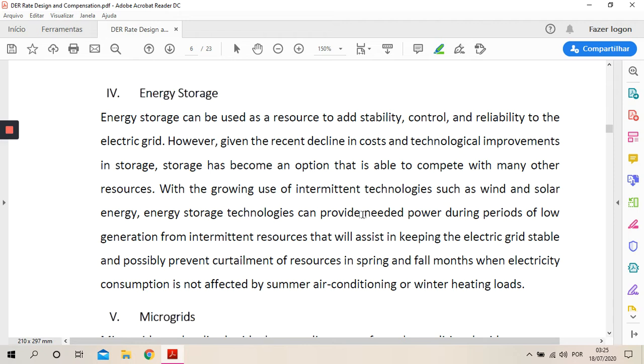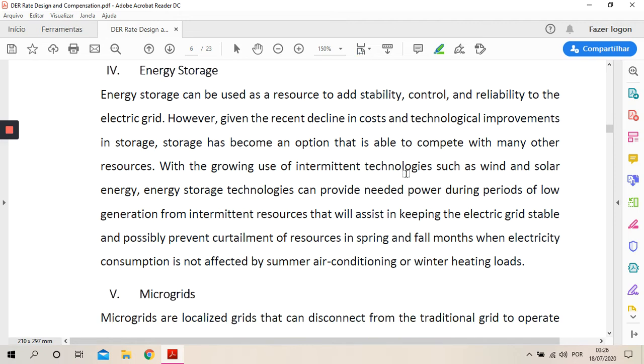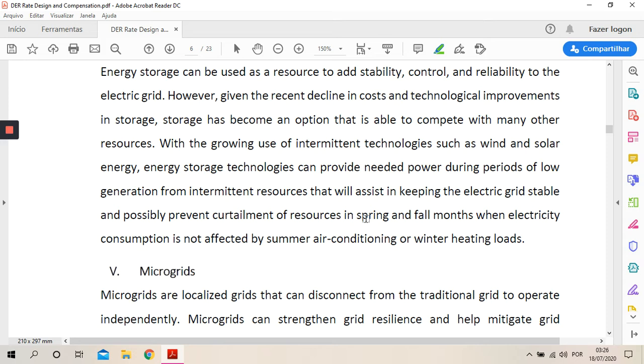Energy storage. Energy storage can be used as a resource to add stability, control, and reliability to the electric grid. However, given the recent decline in costs and technological improvement in storage, storage has become an option that is able to compete with many other resources.